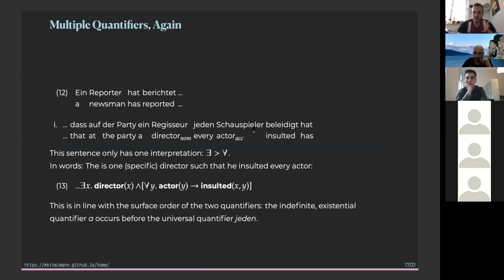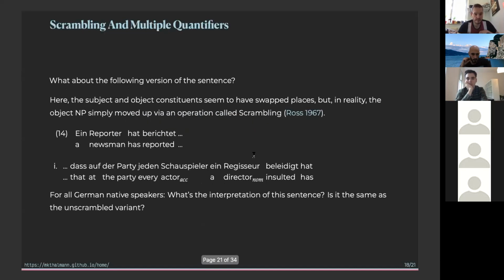This sentence has only one interpretation, namely there is one specific director such that he insulted every actor. And this is surface scope. Ein Regisseur outscopes jeden Schauspieler, so the interpretation is completely compatible with the linear order. Now let's look at something else. This is the same sentence, but we apply scrambling, which is an operation in German where you can just switch the word order. And then we have the sentence in 14.